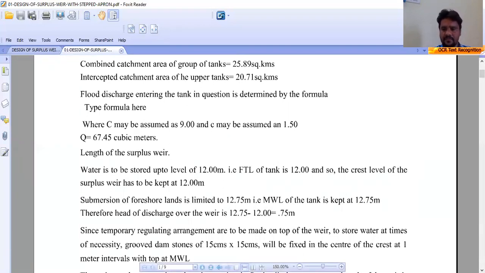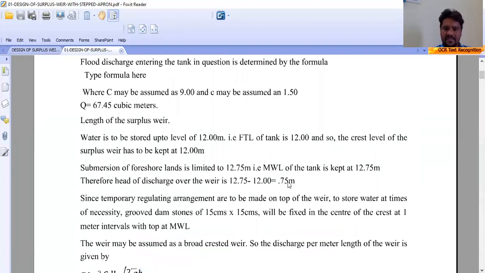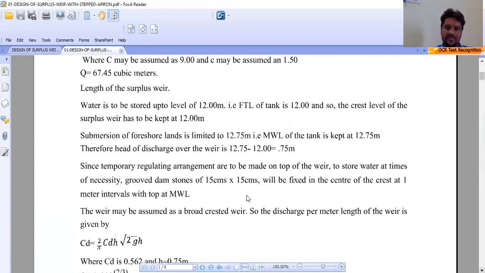We know that, right? This 0.75 meter is head over weir. Whatever the extra water can be disposed of through this length. Since a temporary regulating arrangement has to be made on the weir, temporary dam stones are fixed along the weir, right? So we can call it a groove dam stone.